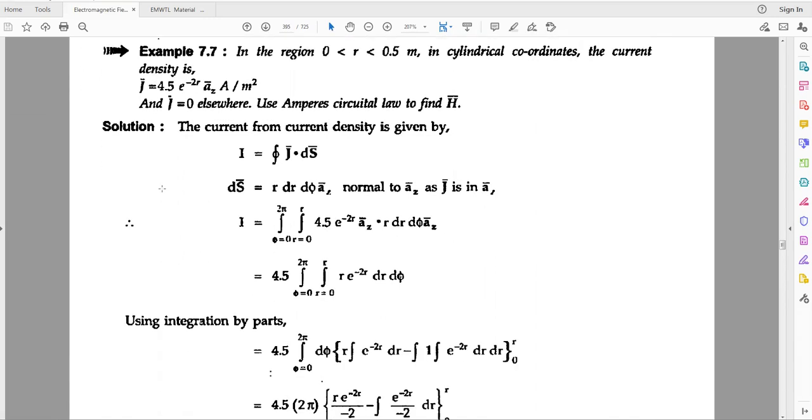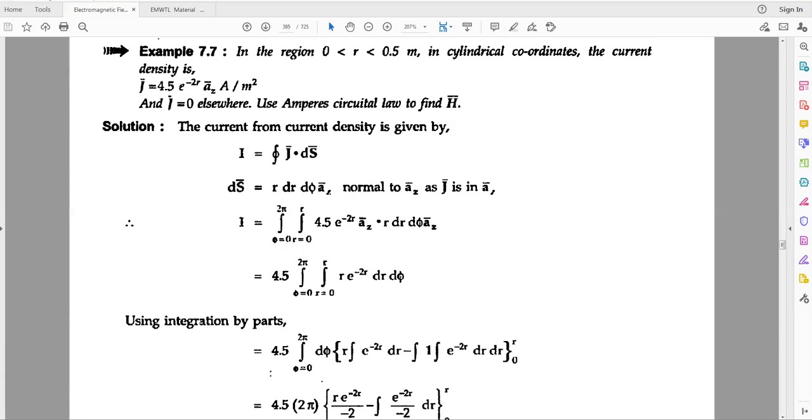Next is an example. In the region r between 0 and 0.5 meters in cylindrical coordinates, the current density is given, and the current density J bar is equal to 0 elsewhere. Use the Ampere circuit law to find the H bar. What is the Ampere circuit law? I is equal to the integral of J bar dot ds bar.